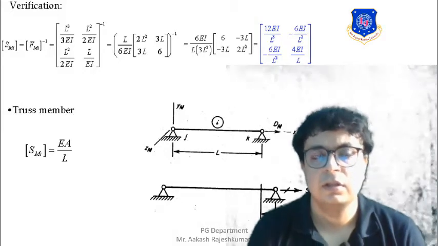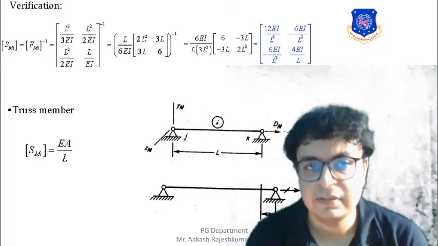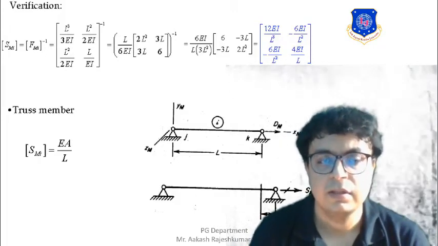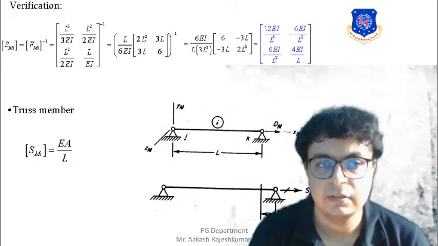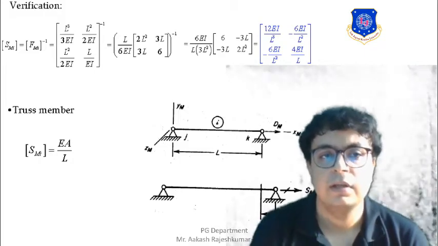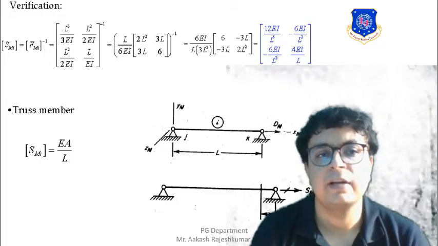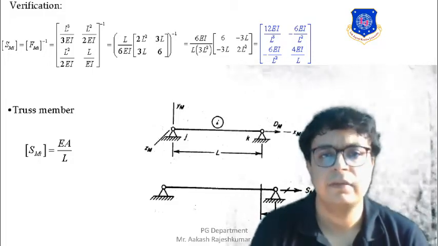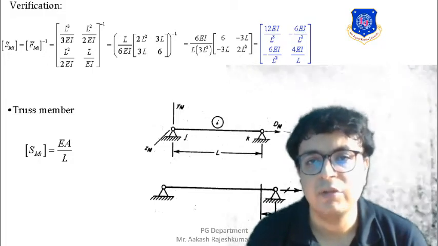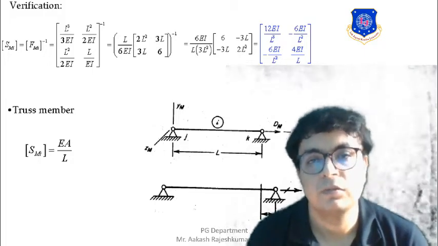The verification is seen over here: S_MI is equal to F inverse, where F is L cube upon 3EI, L square upon 2EI in the top row, and in the bottom row L square upon 2EI and the last term L upon EI. After solving this, after finding the inverse of it, finally we will get 12EI upon L cube, minus 6EI upon L square, minus 6EI upon L square.